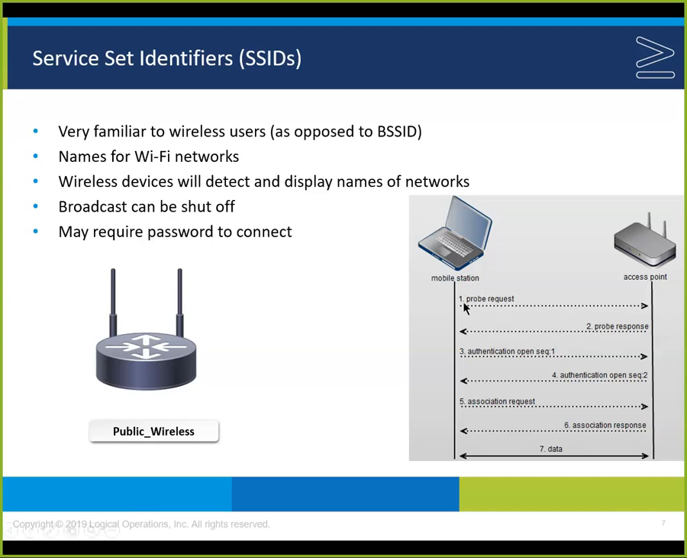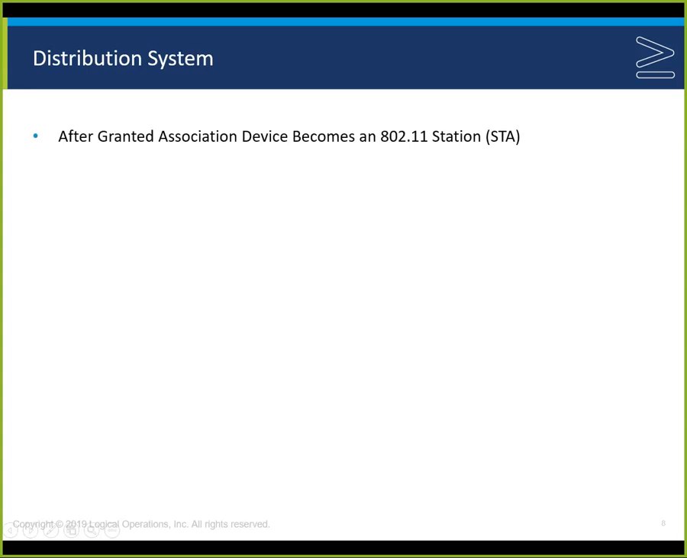So over here, the mobile station sends a probe request, and then we have the probe response. Then authentication, the sequence that goes back and forth. The association request, and then the association response. After all of those steps take place, then we can start the data. After we're granted association, the device becomes a station, an STA, which is the designation that we're going to see.